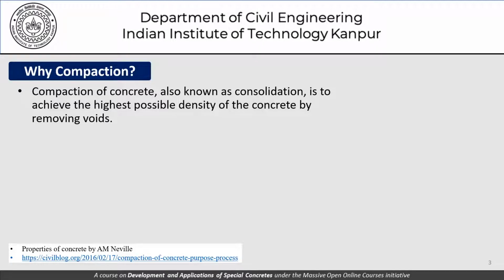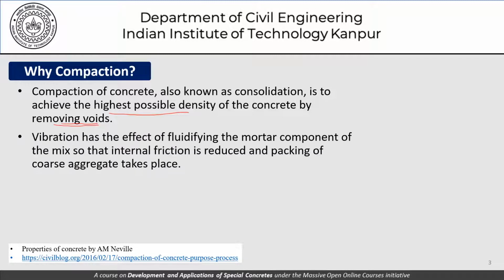The compaction of concrete, also known as consolidation, is to achieve the highest possible density of the concrete by removing the voids. It is the presence of these voids which causes heterogeneity in the concrete as well as a reduction in the strength and so on. Vibration has the effect of fluidifying the mortar component of the mix so that the internal friction is reduced and the packing of coarse aggregates takes place.